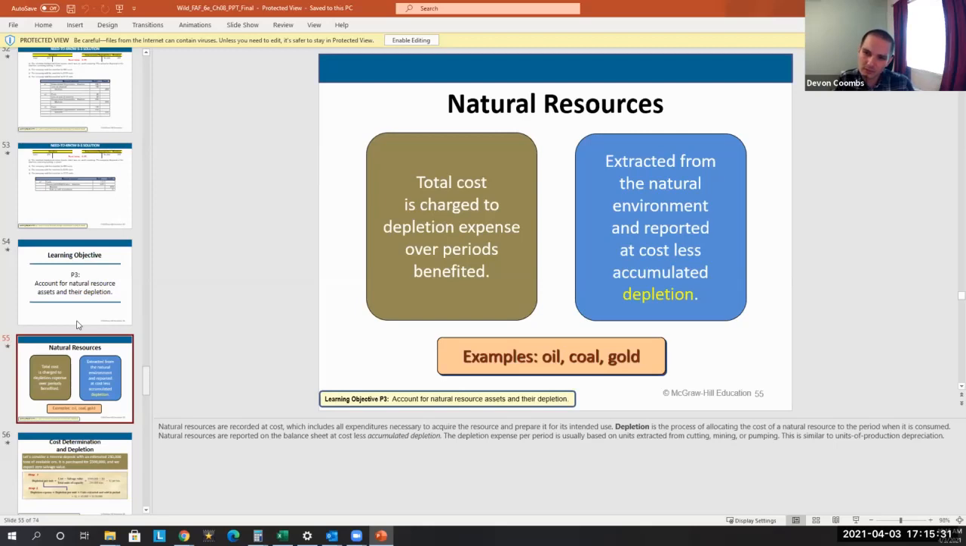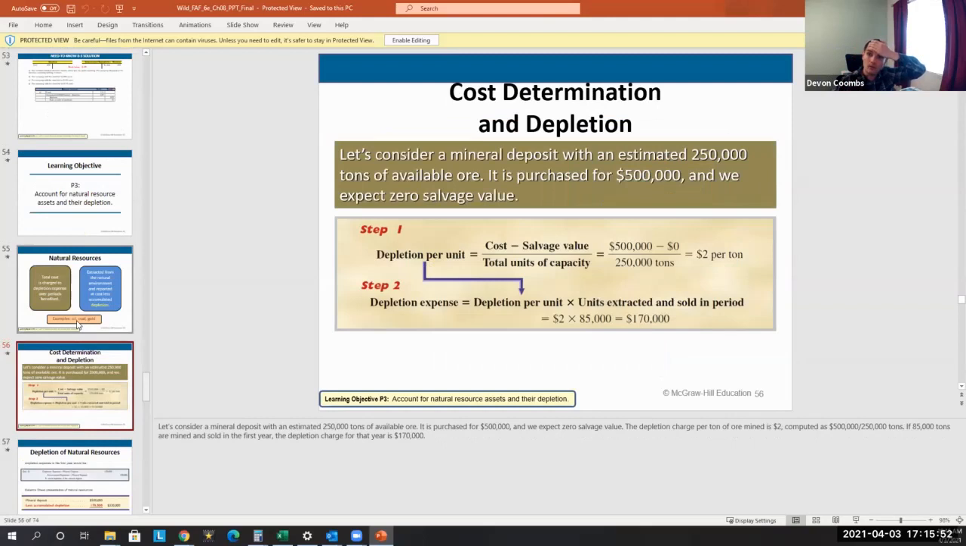So natural resources, there's special depreciation methodologies for natural resources, which are called depletion. As we are extracting natural resources, we're going to have something called accumulated depletion rather than accumulated depreciation. And we're going to determine that similar to the units of production method.